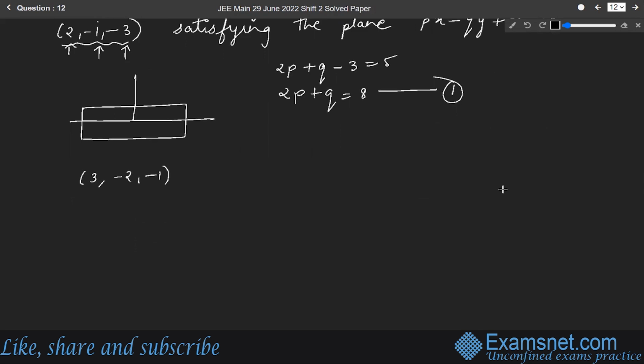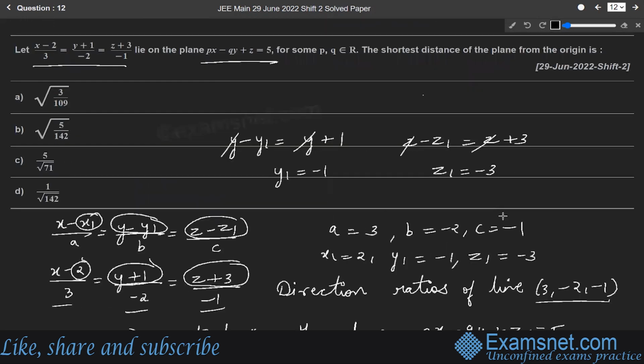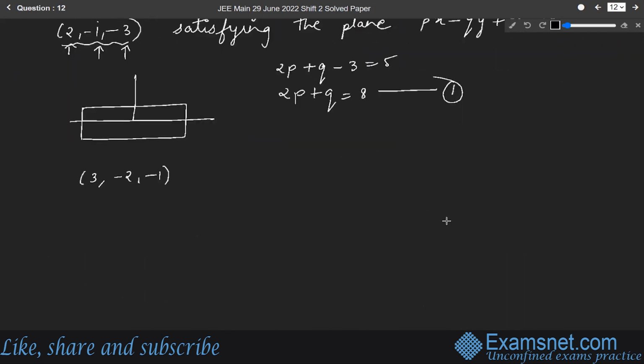What are the direction ratios of plane? See, the plane is given px minus qy plus z is equal to 5. The direction ratios are basically coefficient of x, y and z. So it is p, minus q and 1. These are the direction ratios of plane. According to the condition, when a line is parallel to the plane, then the dot product of both these should be equal to 0. This is the direction ratio of line and this is the direction ratio of plane.